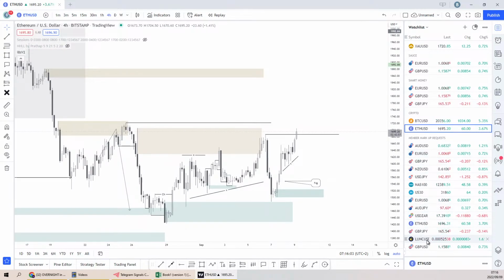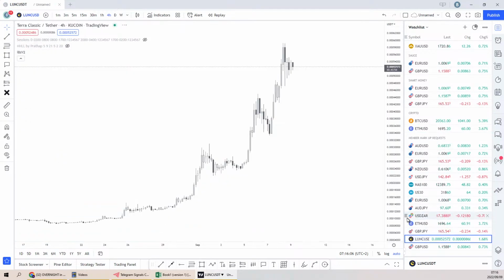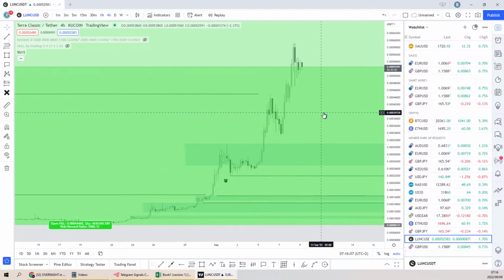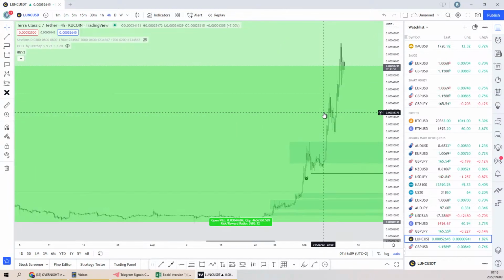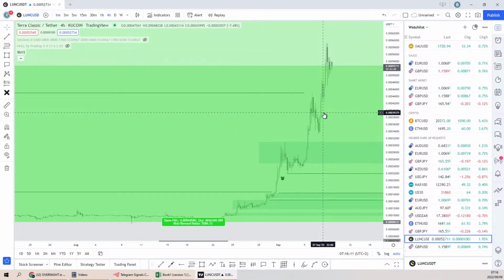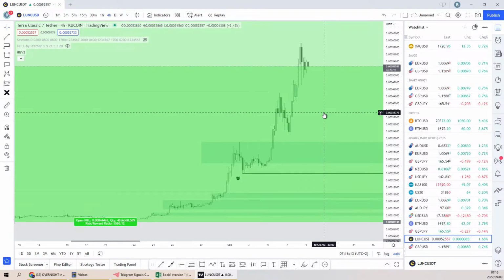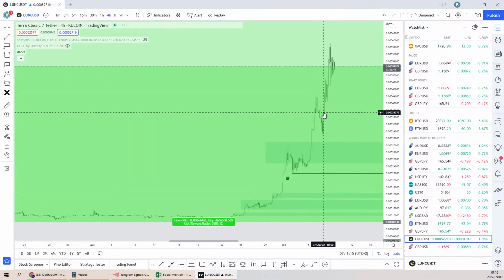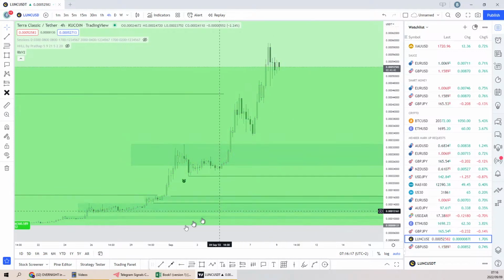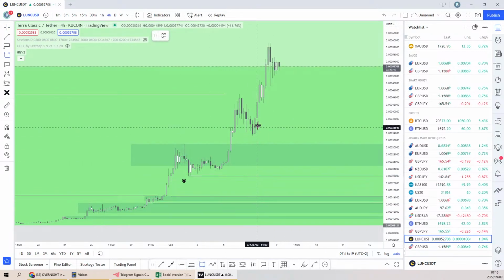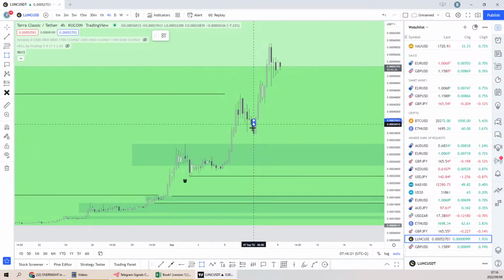Okay, yeah. Let's look at Luna quickly. Luna, it boosted yesterday. It boosted. I don't even know where the resistance will be, so we can only find demands. Next place I would buy Luna would be 3.7.